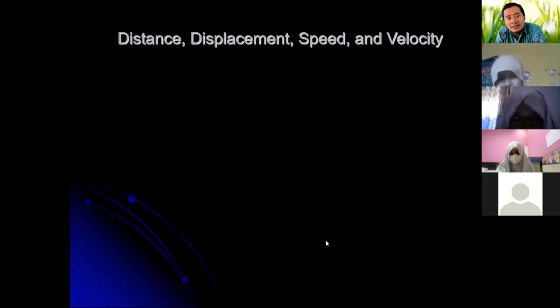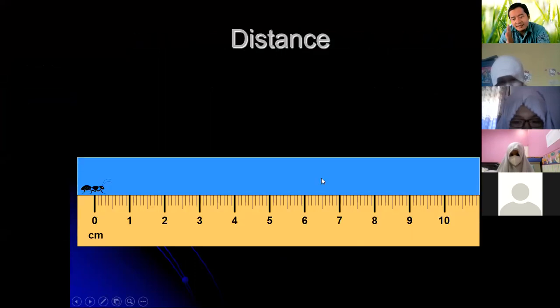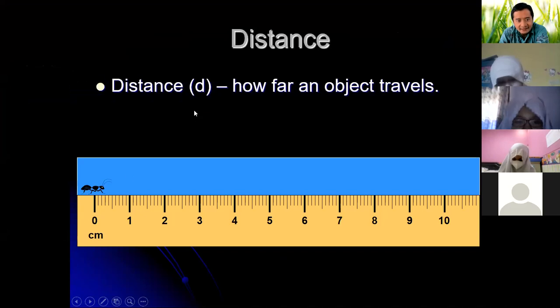Okay. Distance, displacement, speed, and velocity. These 4 terms on the first slide are related to force. Now we just refresh or review our materials about distance. This is the illustration of the distance. There is N, and then distance, or D: how far an object travels.